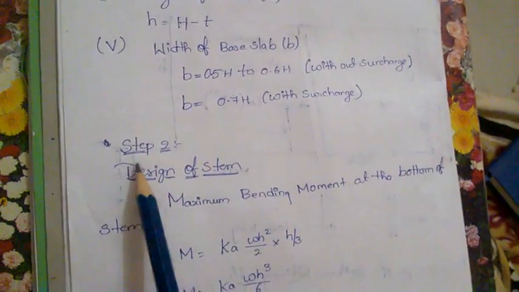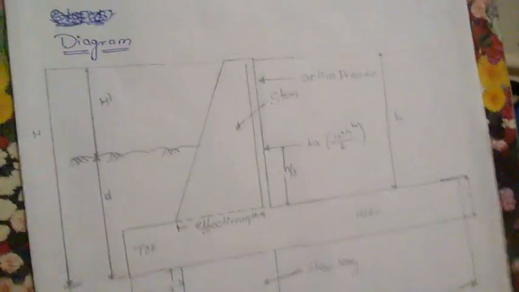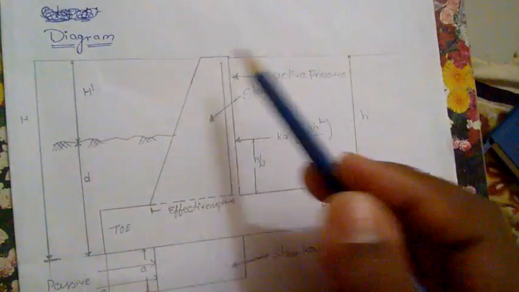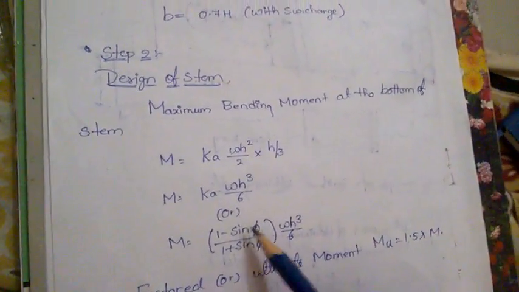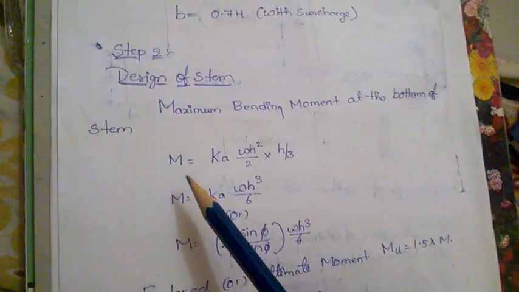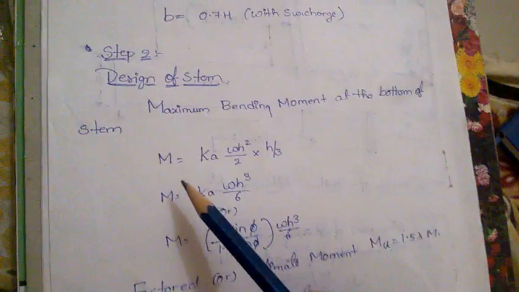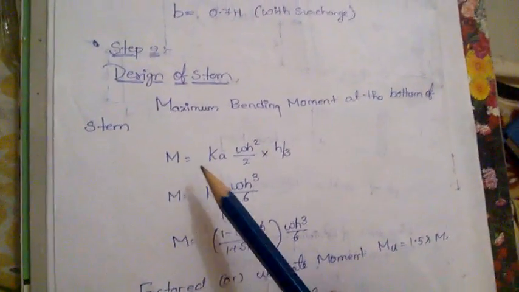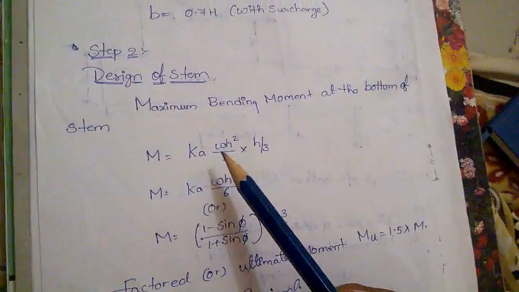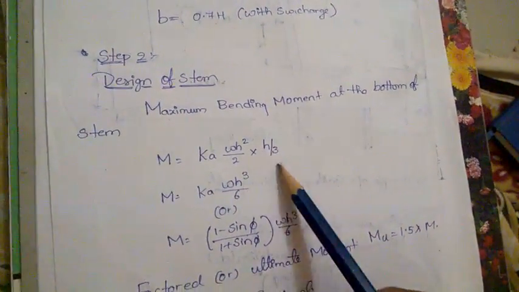Now we are dealing with the second step, design of stem. Now we are considering the stem design. This is the stem. Okay, actually we know this is the stem. How to design the stem? All this comes under this step. Okay, maximum bending moment at the bottom of the stem. Bending moment is defined by M. Moment is equal to Ka into WH square by 2 into h by 3.